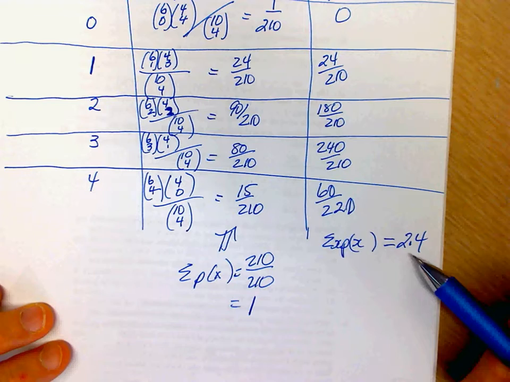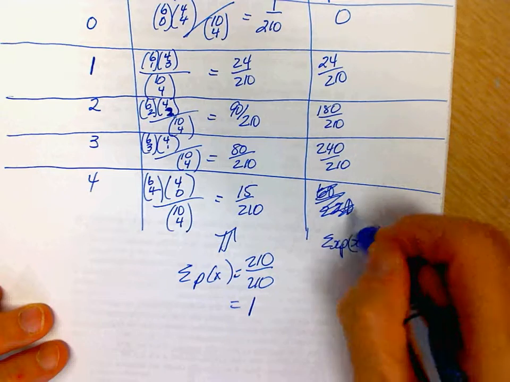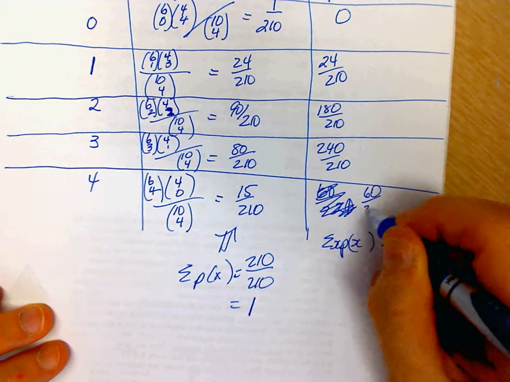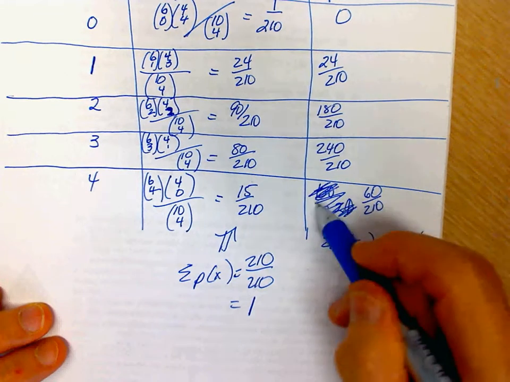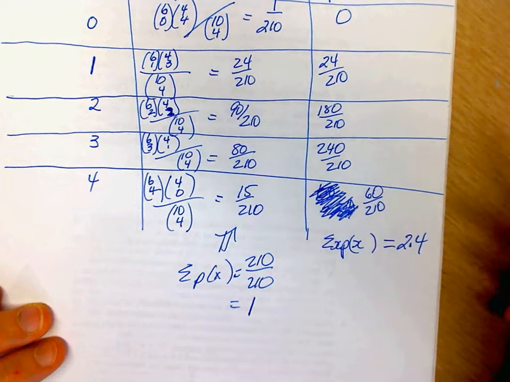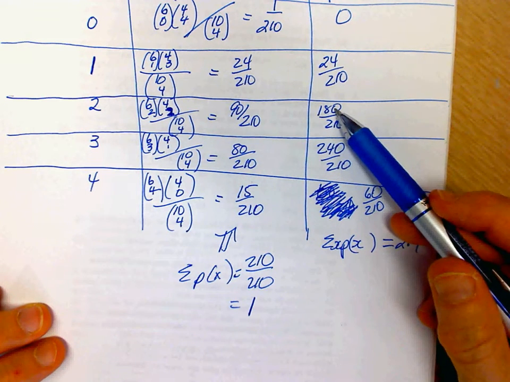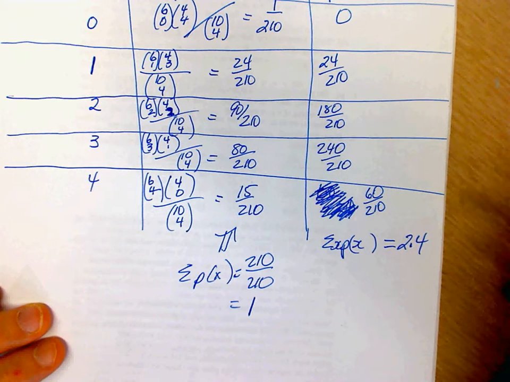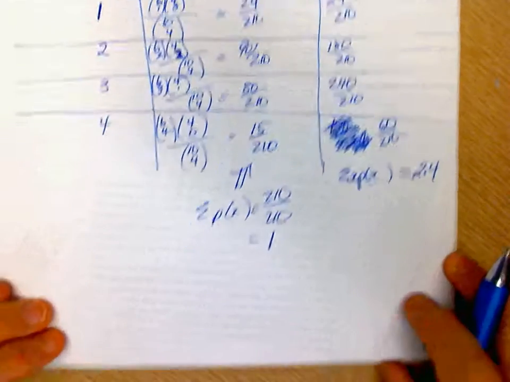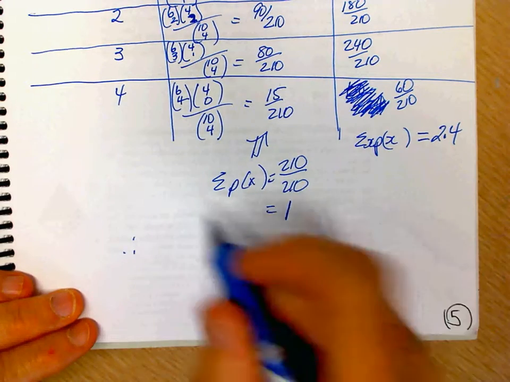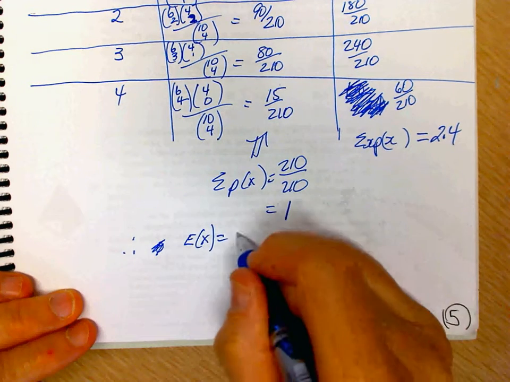That should be 60 over 210. 300, 480, 504. Yeah, 504. The sum is 504 over 210, and that equals 2.4. So, therefore, you write it like this. The expected value of x is equal to 2.4, right? That's the symbolism you can use.